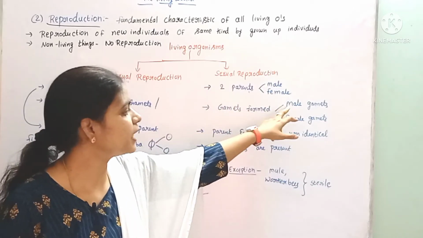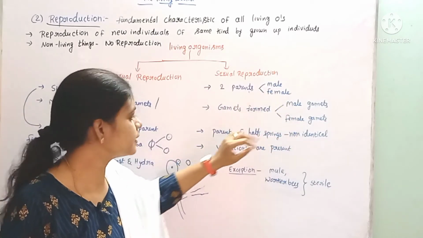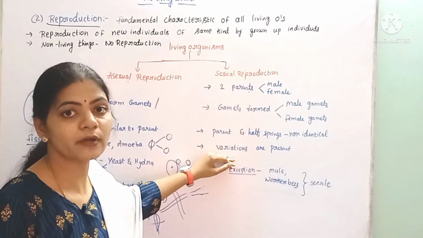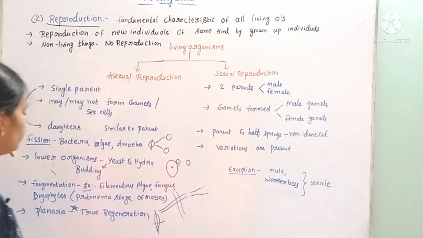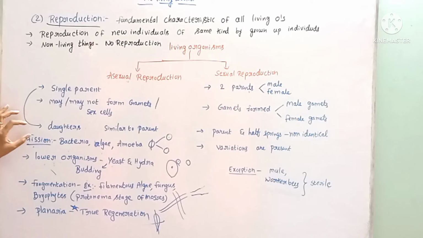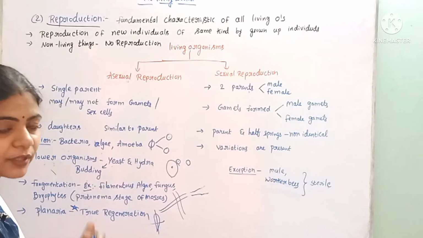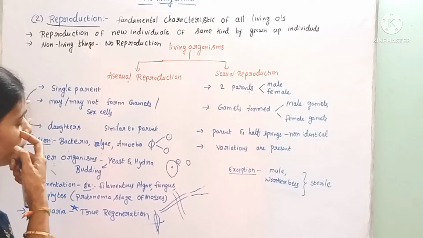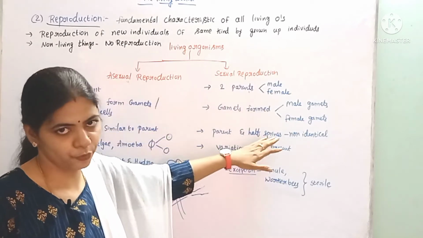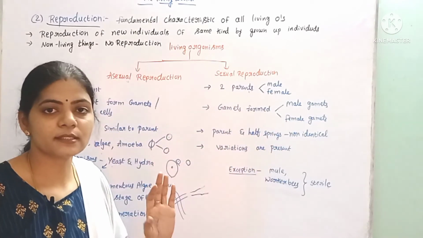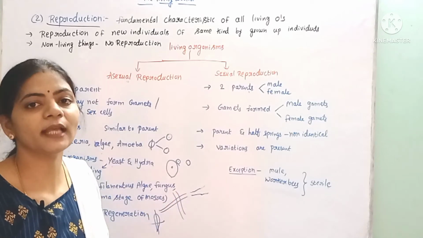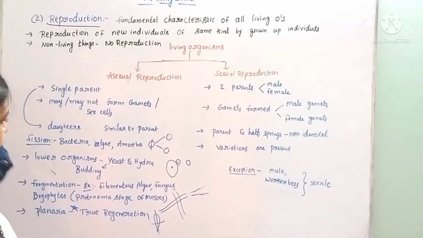In sexual reproduction, because of the involvement of two parents, the chances of variation are more. In asexual reproduction, the daughter cells are similar to the parent. Only a single parent is involved, right? Hence, the daughter cells which are produced are identical to their parent. But in sexual reproduction, there is involvement of two parents, hence the offspring are non-identical to their mother.